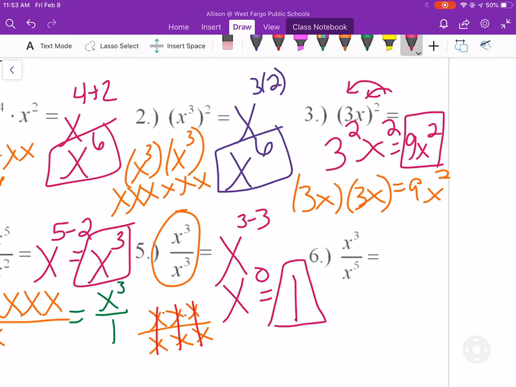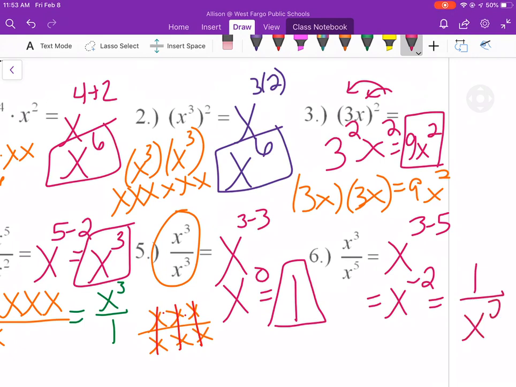Number 6, we can use the quotient rule again. If you just start with the top exponent, you get 3 minus 5. Well, that would be x to the negative 2 power. Now you can't leave this negative exponent, so you do need to use the reciprocal. So it would be 1 over x squared would be the answer. So move it to the denominator, make it positive.